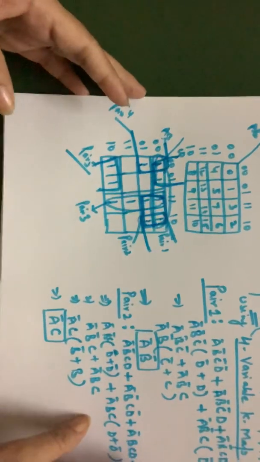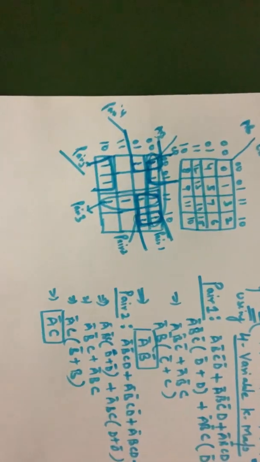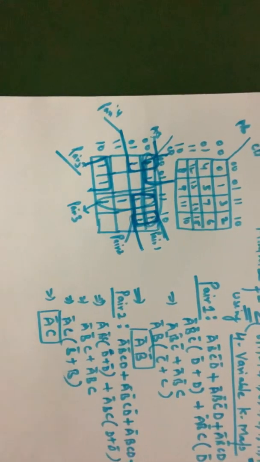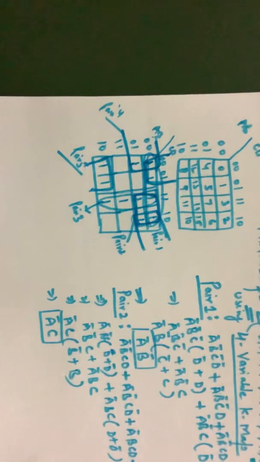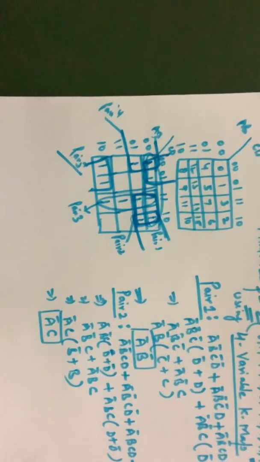So that's all for today for the 4 variable K-map, and this is a SOP problem. In my next video I will be solving a product of sums, POS, problem.